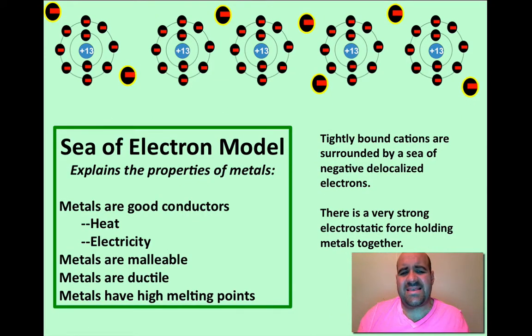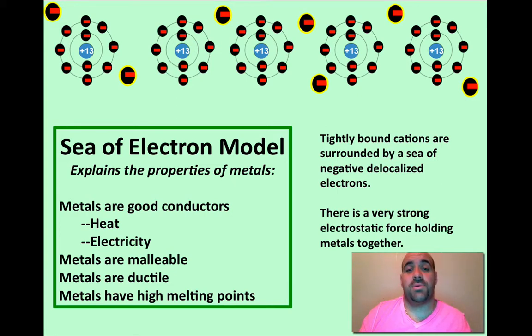And we're going to use this sea of electron model to explain the properties of metals. And what we see is we have tightly bound cations. They're surrounded by a sea of negative delocalized electrons and very strong electrostatic force holding everything in place. So that's the general gist of the sea of electron model. And what are the properties of metals that we can use this model to explain?